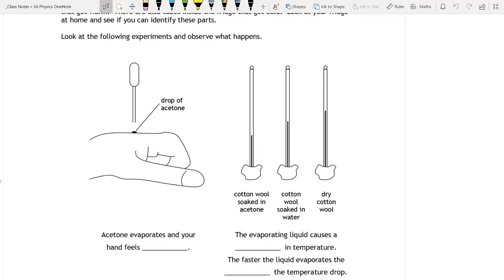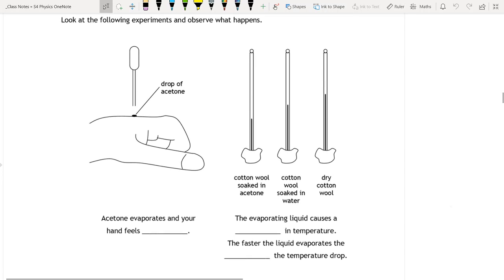We're not going to do it today because we can't, unfortunately, because of the current situation. But if you do have access to any nail varnish remover and you want to have a little go, just drop a little bit on your hands. You'll see that the acetone evaporates and your hand feels cold.